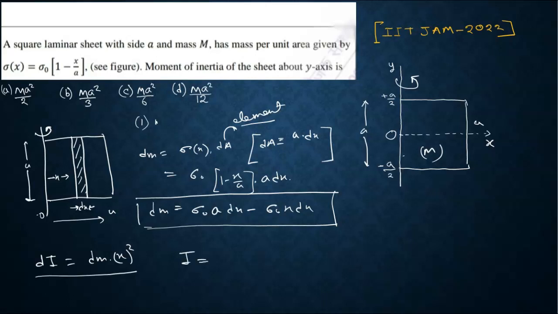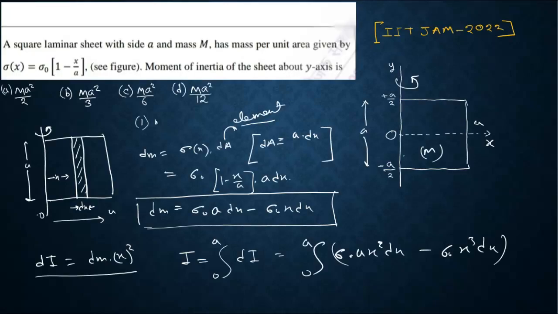Now I, the total moment of inertia, equals the integration of dI. So we do the integration from 0 to a: integration of sigma naught a x square dx minus sigma naught x cube dx, from limit 0 to a. Let's go to the next page.